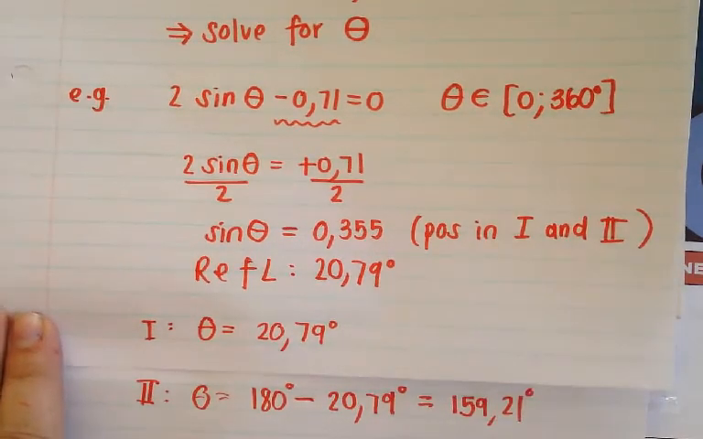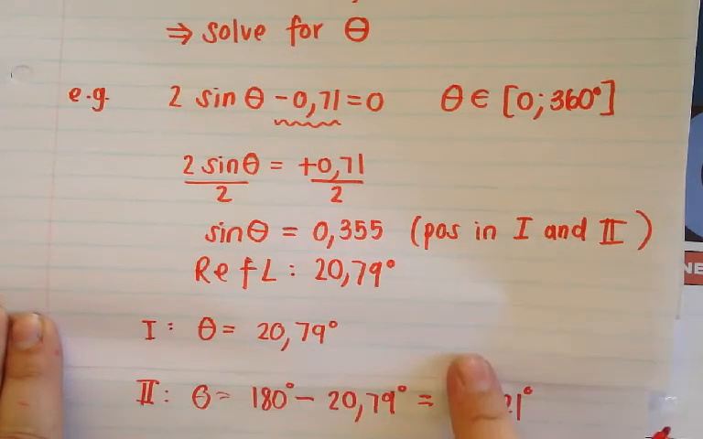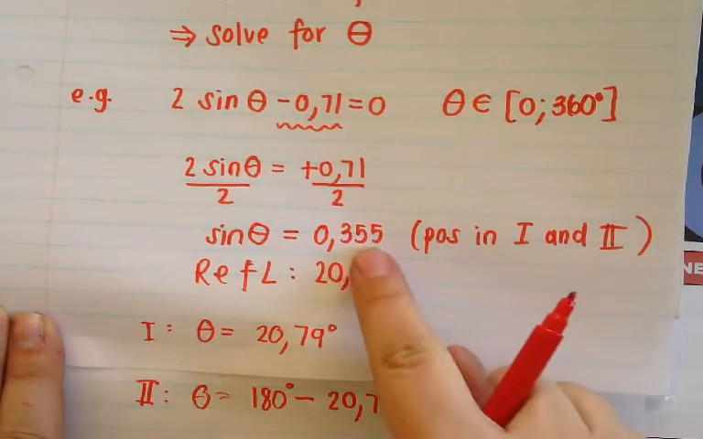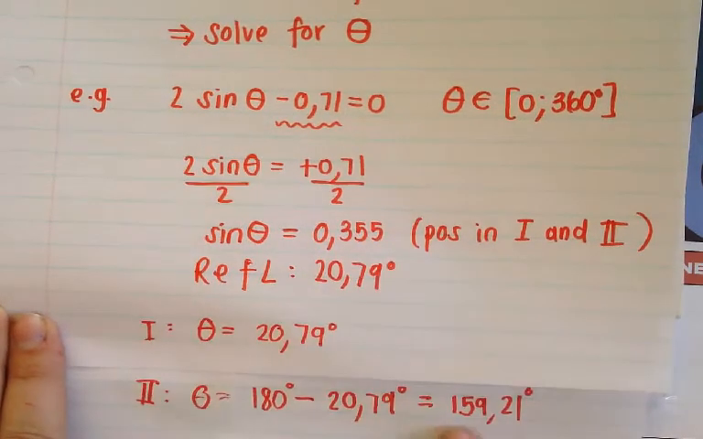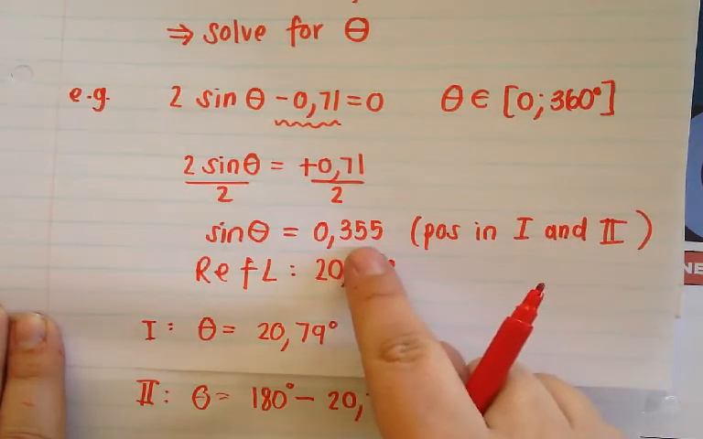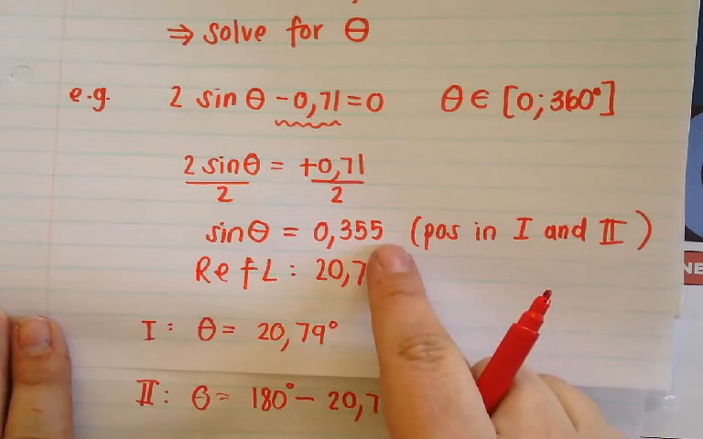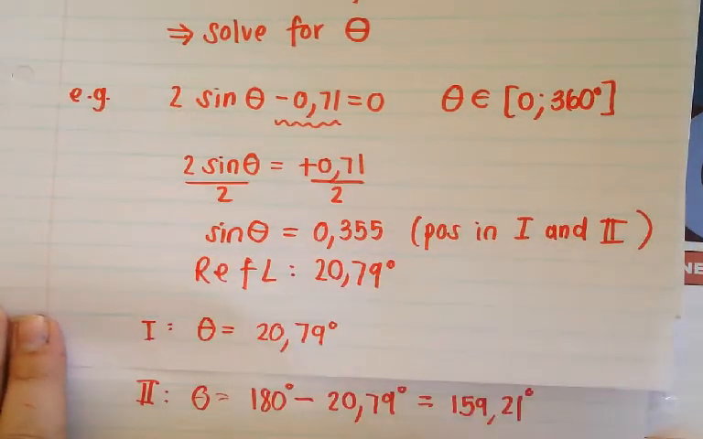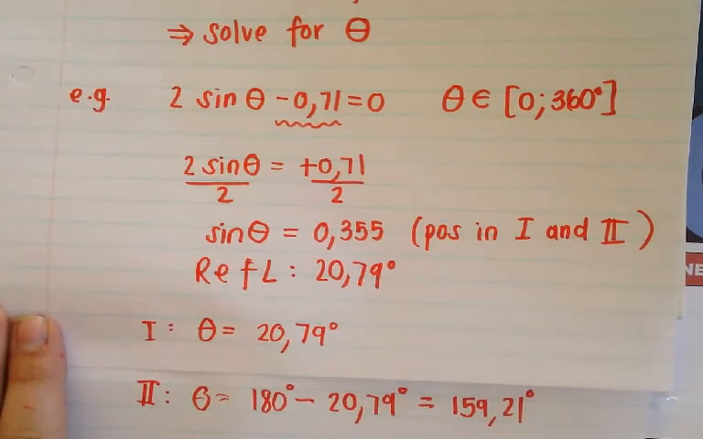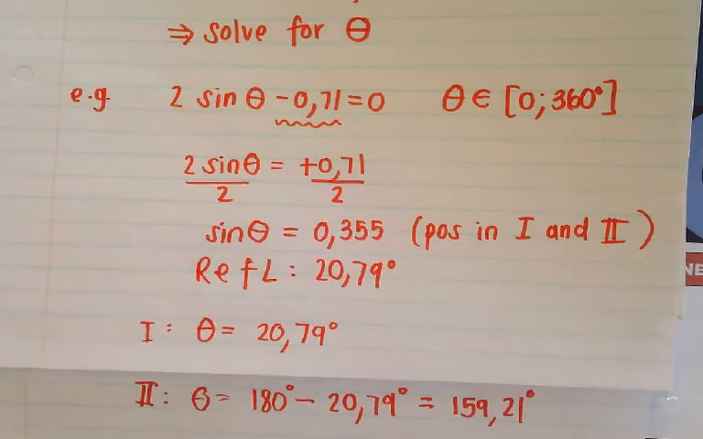So what have I calculated? I have calculated that sine 20,79 equals 0,355. And I have calculated that sine 159,21 equals 0,355. So they are sharing the same y value, but because they exist in 2 different quadrants, I need to calculate both options. We will do another one. We still have time.